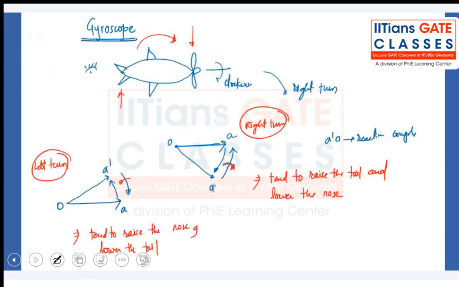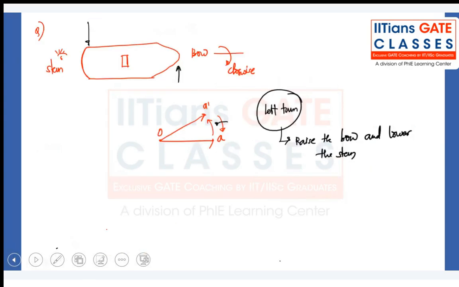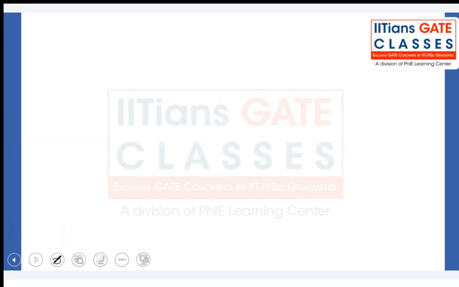Let me check what I have written. I think it is correct. So these are some basic theoretical questions you should be able to solve without any numerical, just by drawing the figure. You can solve whether it's a ship, plane, anything. Now, numerical questions. What kind of questions can they ask?